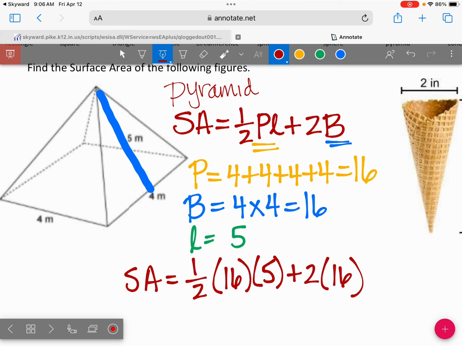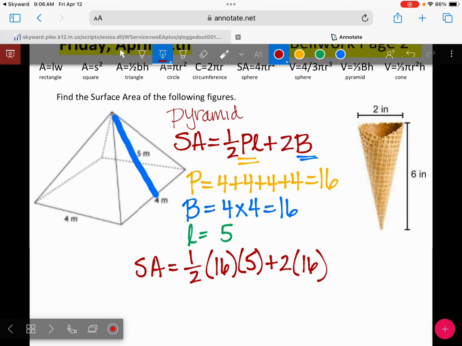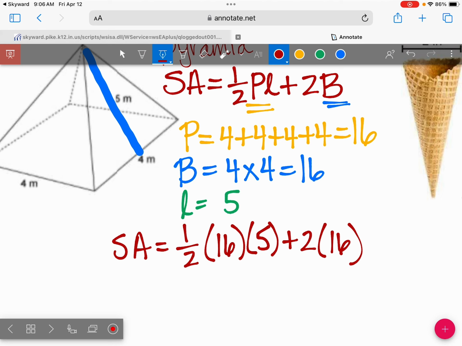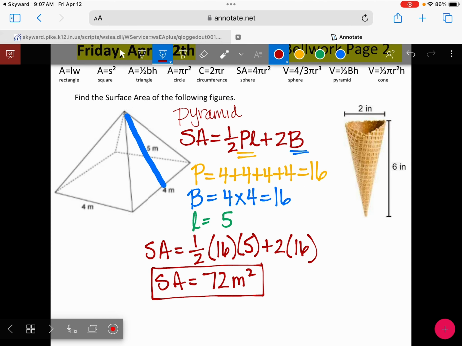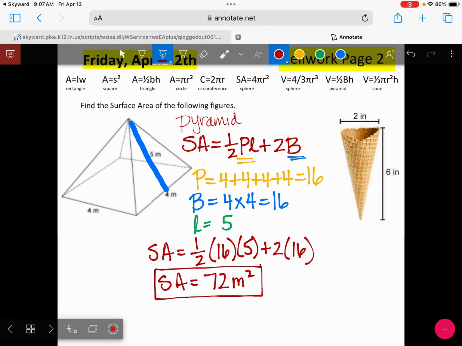I guess 72, but let me see. I always try to figure out if I could figure it out without a calculator. But it's still early, so we'll see if I got it right. 16 times 5 plus, yep, 72. All right, surface area is 72 meters squared. Okay. Any questions about how we found that first one?